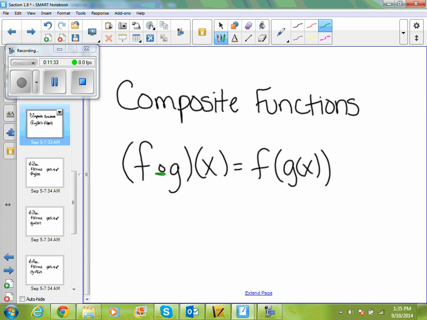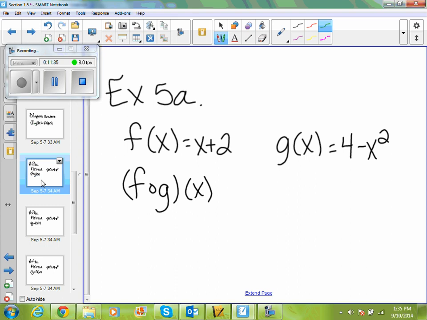Okay, so we look at f of x equals x plus 2 and g of x equals 4 minus x squared, and we're finding f composite g of x. What that means is that we are taking f of g of x, which means that instead of having an x, my entire g of x is going to replace my x in my original equation.